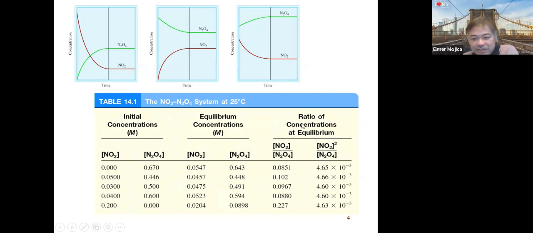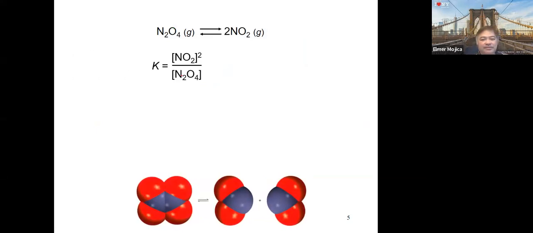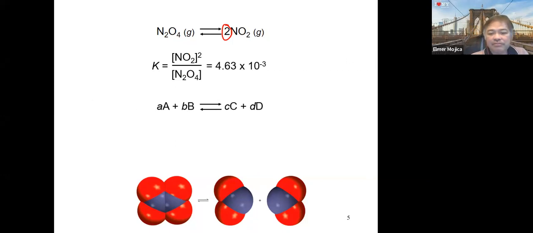But if you're going to look at the ratio of the concentrations at equilibrium, there is a relationship wherein they will give you a constant value. And that's the equilibrium constant. Now, the equilibrium constant is based on the so-called law of mass action. In an equilibrium constant expression, you write whatever you find in your product side raised to the coefficient, divided by whatever you find in the reactant side raised to the coefficient. And that is the basis of what we call the law of mass action.